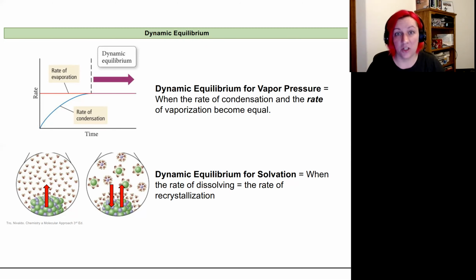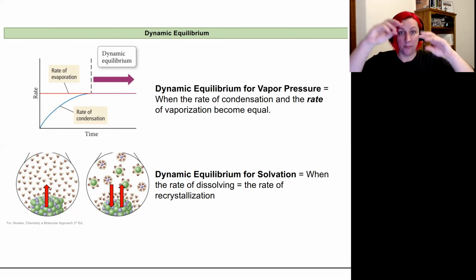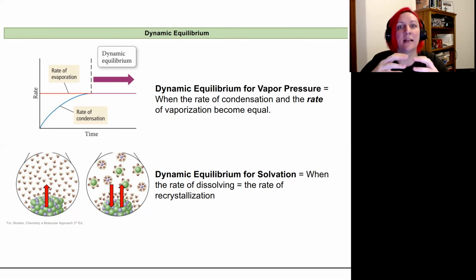We saw this with solvation as well. So if we take a pile of crystals like salt and we throw them in some water, at first we'll have a very high rate of dissolving. And so some of those particles will dissolve, they'll get surrounded by water molecules, and they'll go off, and it looks like the solid disappears as it dissolves in the water. Well, as those particles accumulate in the water, then some of them will be able to recrystallize onto the solid. And so we'll have a rate of dissolving where our solid becomes the aqueous phase, and a rate of recrystallization where the aqueous particles solidify onto the surface of the solid.